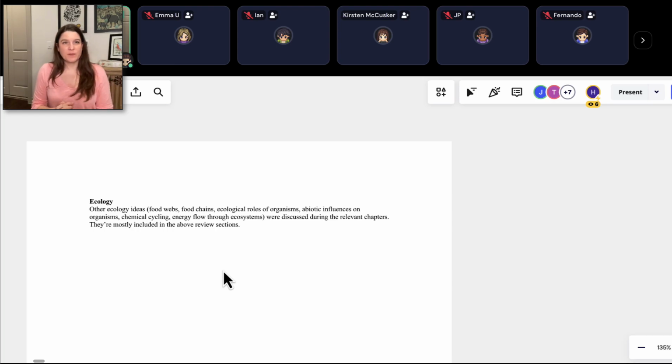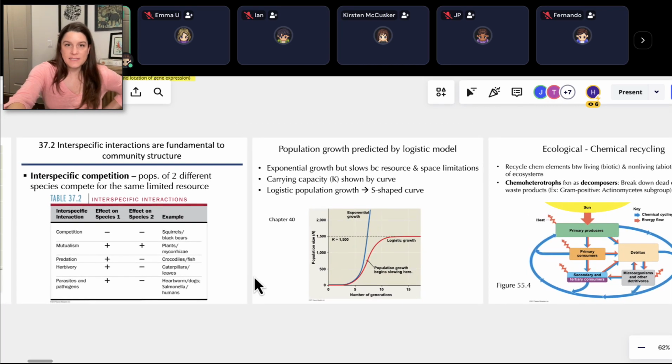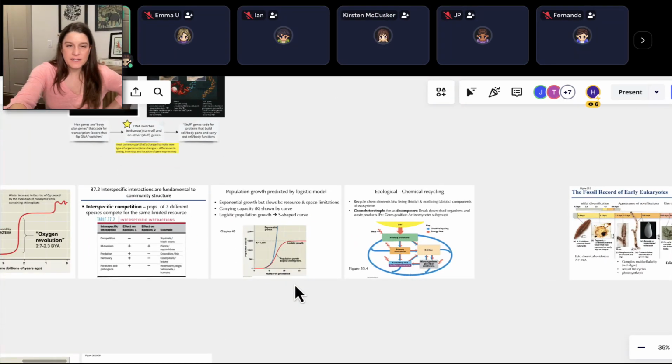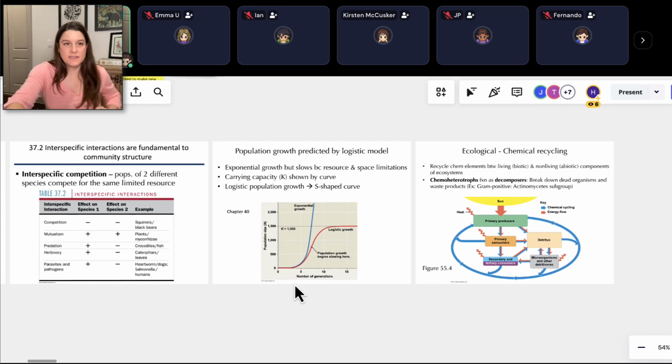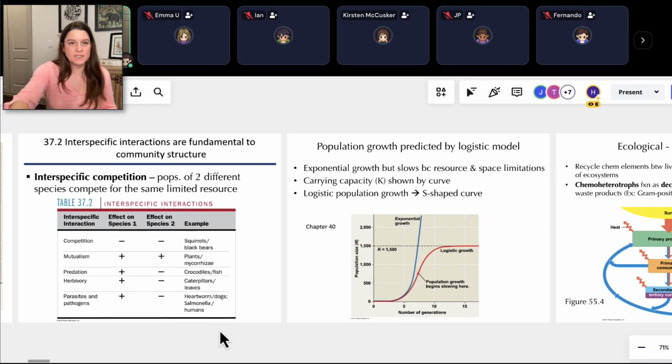That kind of stuff. So nothing super new. It's all like chapters 40 to 43 or whatever is at the end. I kind of integrated the most important parts as we went. So you're not going to need to know anything about population dynamics or distribution or carrying capacity or any of those kind of concepts. I do have on the slides at the end of the bacteria archaea section, right after the oxygen revolution slide, 37.2, interspecific interactions are fundamental to community structure. You don't have to worry about 37.2.